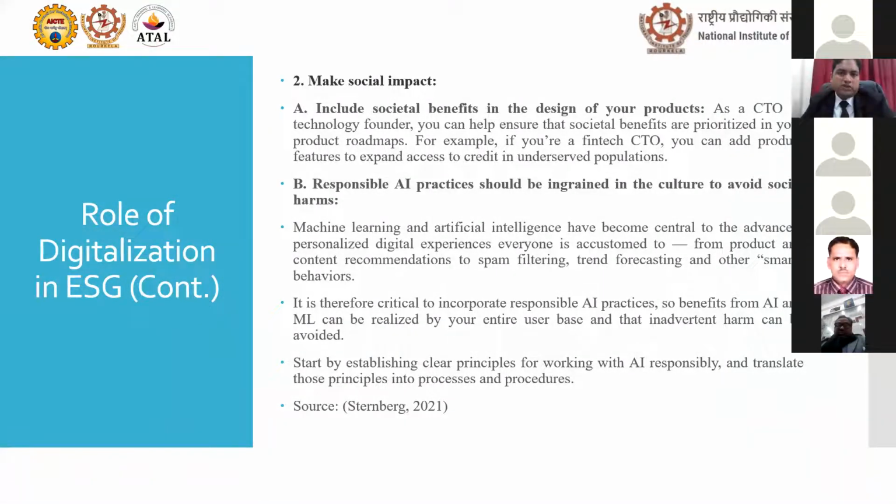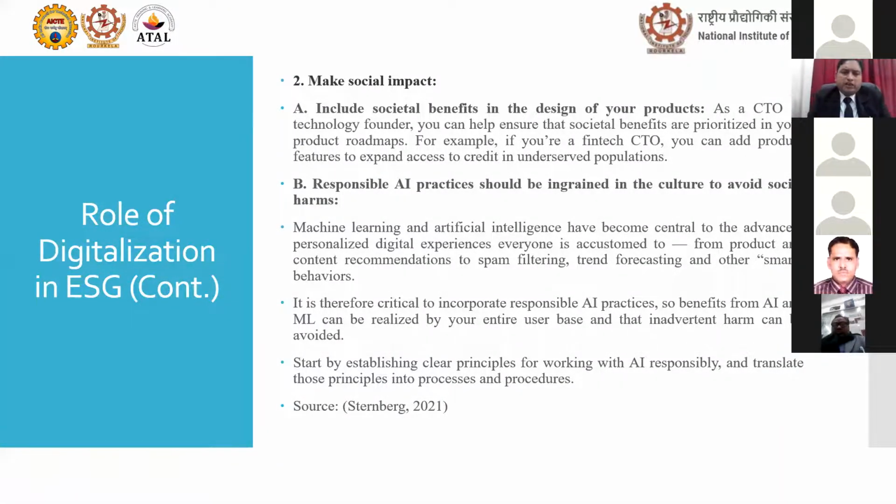unprivileged, right? Machine learning and AI are also revolutionizing this landscape of ESG, right? They personalize the digital experience everyone is accustomed to, from product to content recommendations.